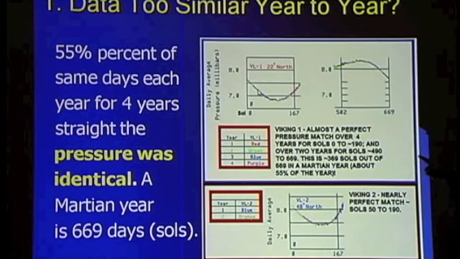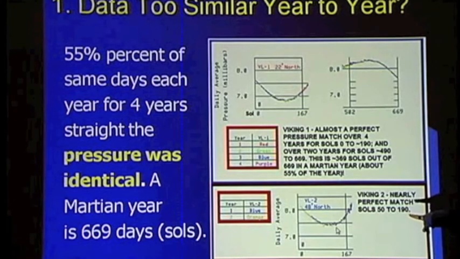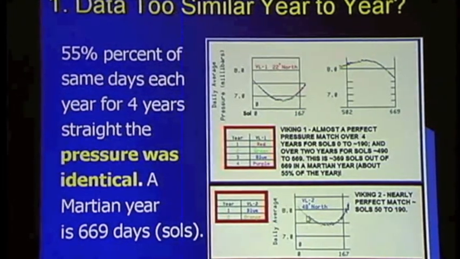That's for day 167 of the year, or 190 of the year. The next one over is, again, over 100 days. Viking 2 is down here. That's 2 years. Next.